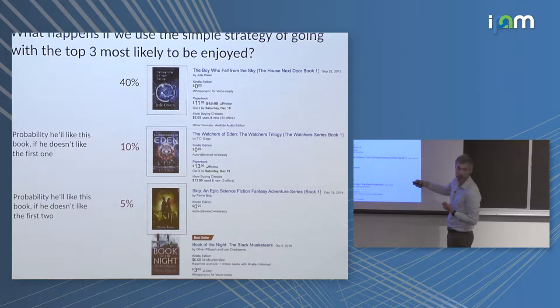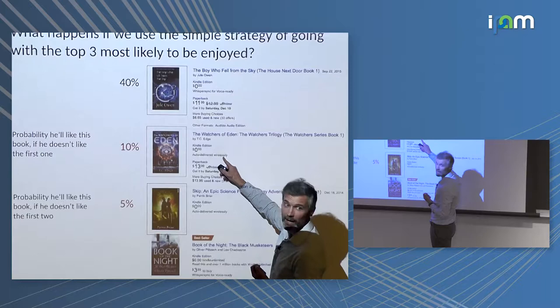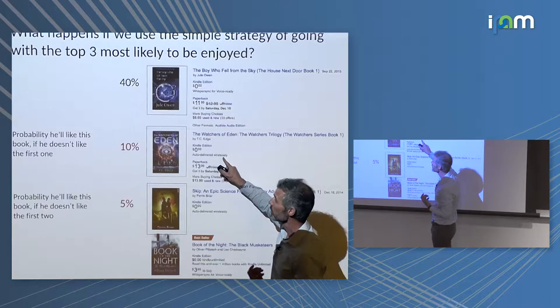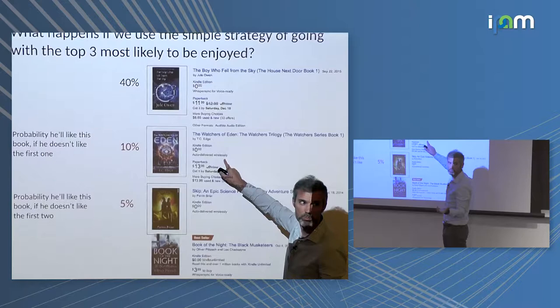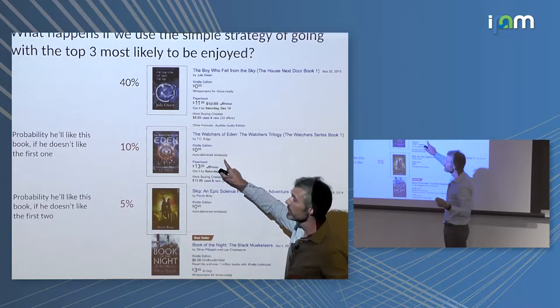Then the second one that I add, conditioned on him not liking the first book, which says something about, he's not in a mood for science fiction, the probability that he's going to like this book, conditioned on him not liking the first book, is only 10%. So the probability it's not going to work is 90%. So I'm going to have 0.6 times 0.9. That's the probability he won't like any of the first two books.